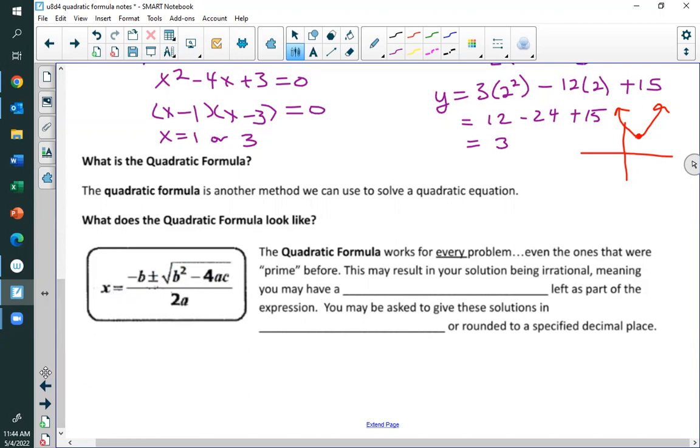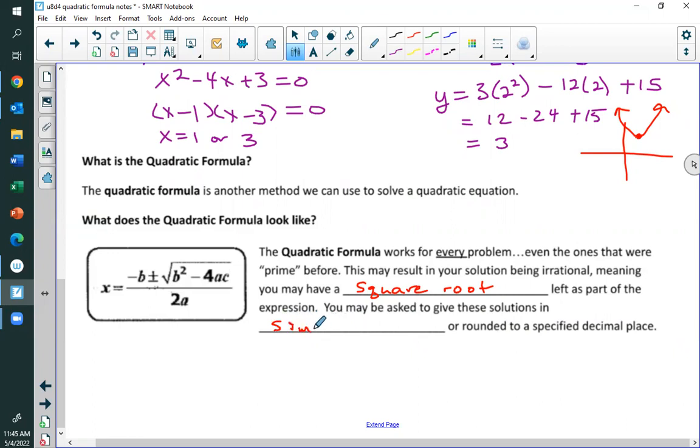So the quadratic formula can work for every single problem, even ones that were listed as prime before. Prime just meant that we couldn't figure out factors, integer factors. Okay, so since we didn't have integer factors, what happens is we might have a square root in our answer. It might be part of our answer. We might be having like 3 times the square root of 5 or something.